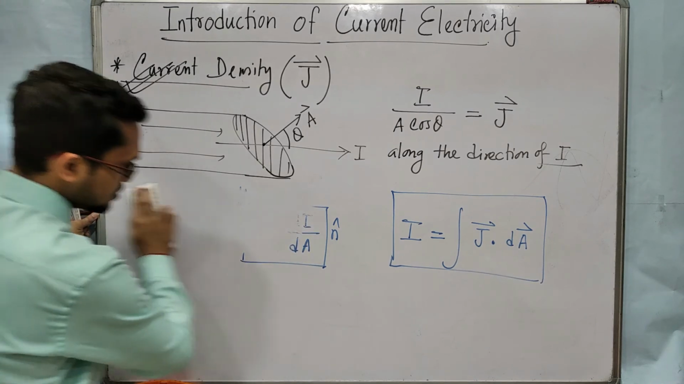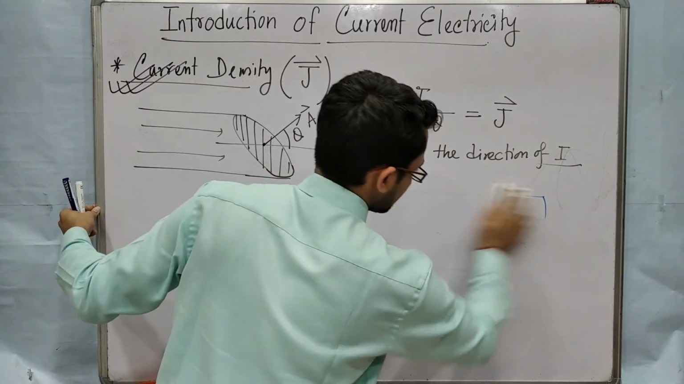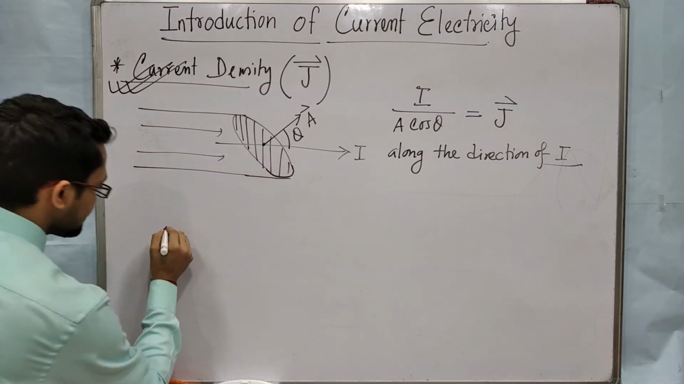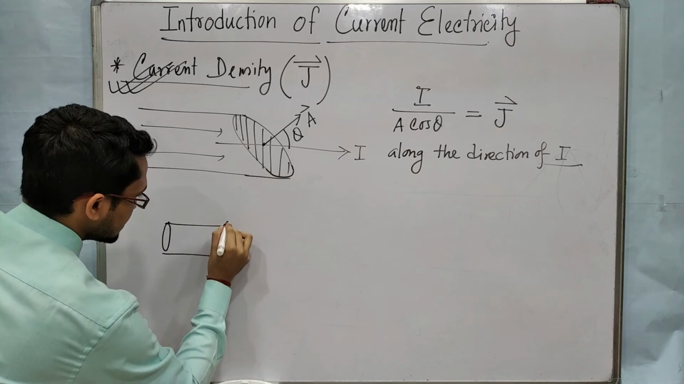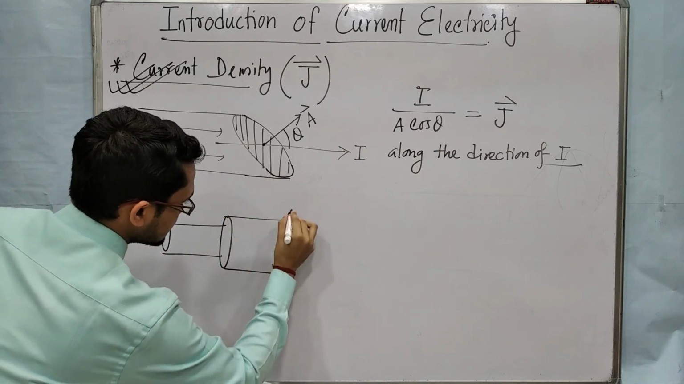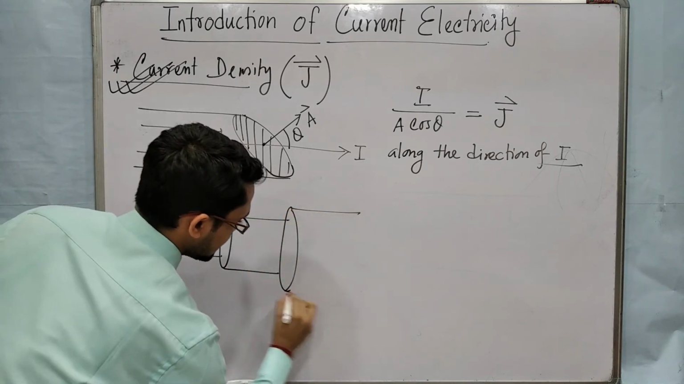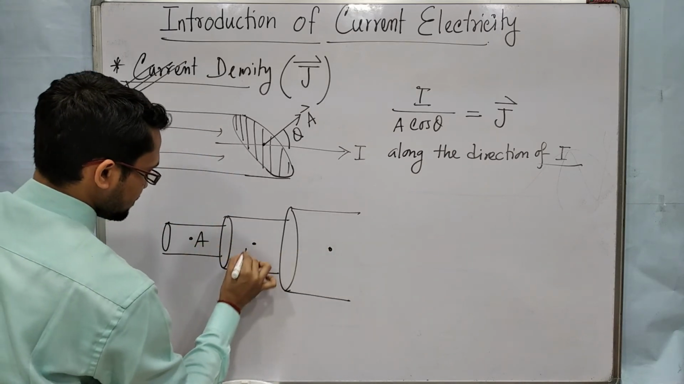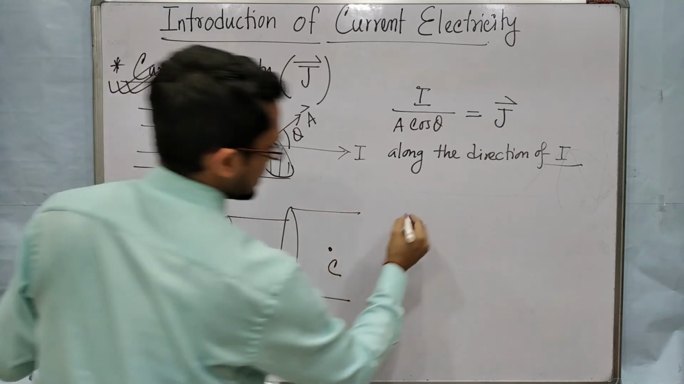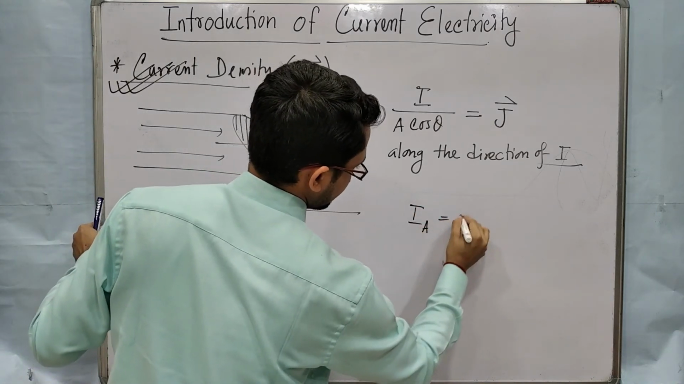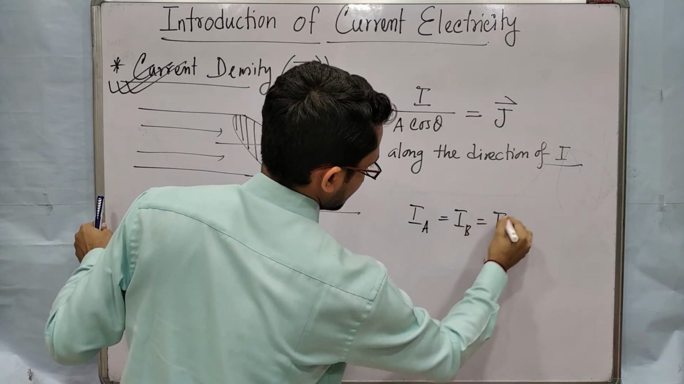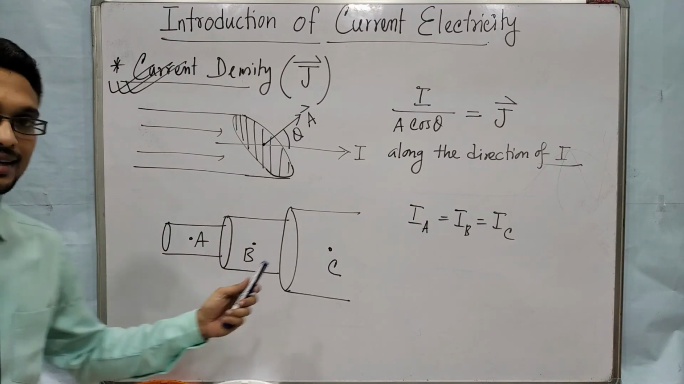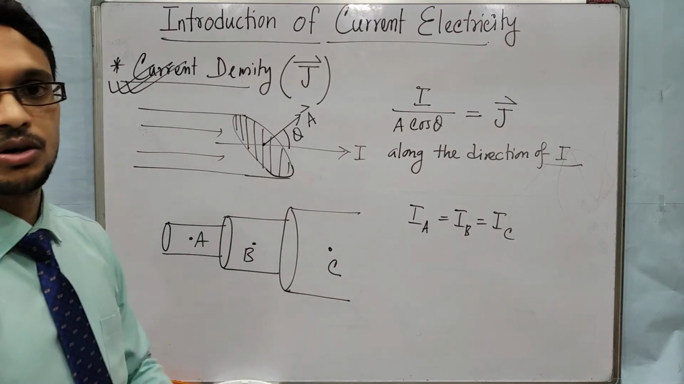Now come to some basic and conceptual questions. We had seen that if we take 3 points A, B, C, then the current will be the same at the 3 points, IA equal to IB equal to IC. This is fine. Now what about the current density? Will it be the same or different?